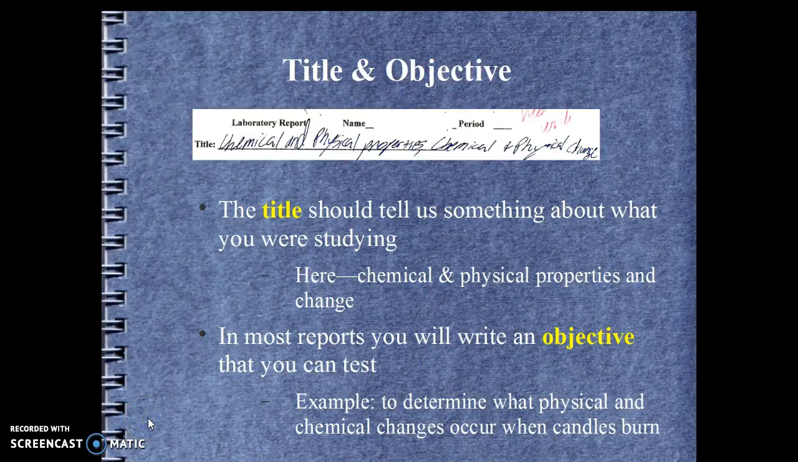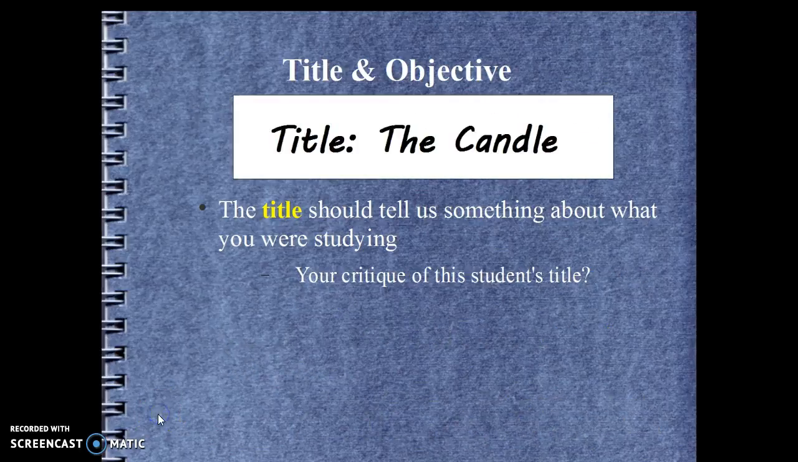First of all, the title of a lab report should tell us something about what you're studying. Here, we're studying chemical and physical properties and chemical and physical change. And in most reports, you're going to write an objective that you could test. So the objective, perhaps here, is to determine what physical and chemical changes occur when candles burn. The title should tell us something about what you were studying. Think about this title. It just says the candle. Does that tell us what we're studying about the candle?